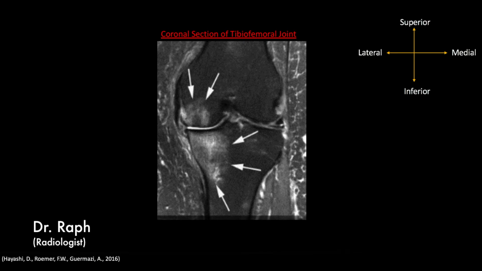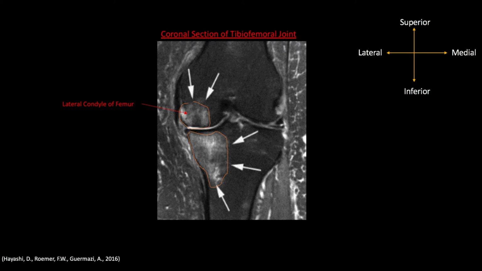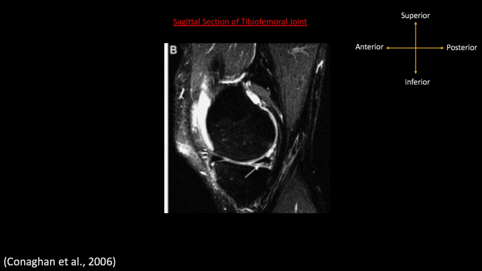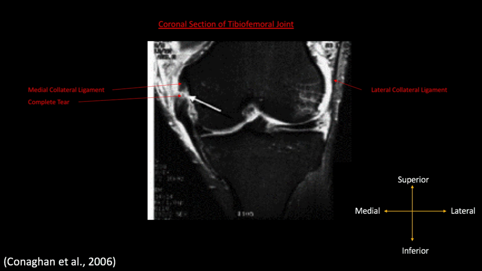Using a T2 weighted MRI, this coronal section of the tibiofemoral joint shows lesions in the subchondral bone marrow, indicated as an intermediate to high intensity signal in the lateral epicondyle of the femur and lateral condyle of the tibia. In the next image, edema and severe osteophyte formation is present in the medial tibial plateau. In this sagittal section of the tibiofemoral joint, we can locate both anterior and posterior horns of the medial meniscus. However, the posterior horn of the medial meniscus has a horizontal tear, which appears as a high-intensity signal due to the leakage of synovial fluid in the menisci. A complete tear in the medial collateral ligament is also present as a region of high signal intensity.